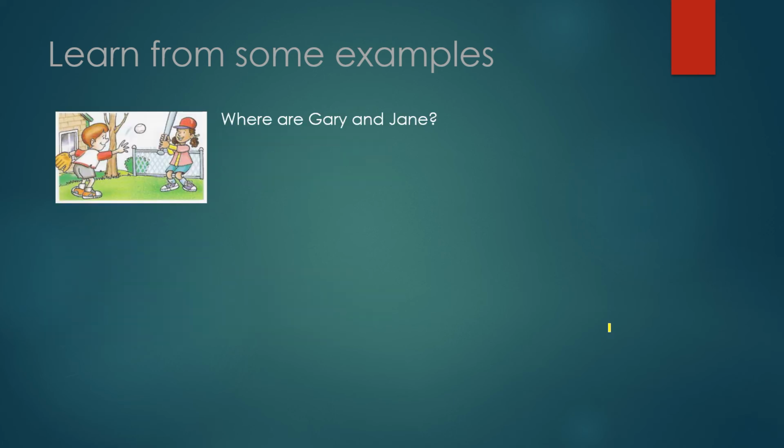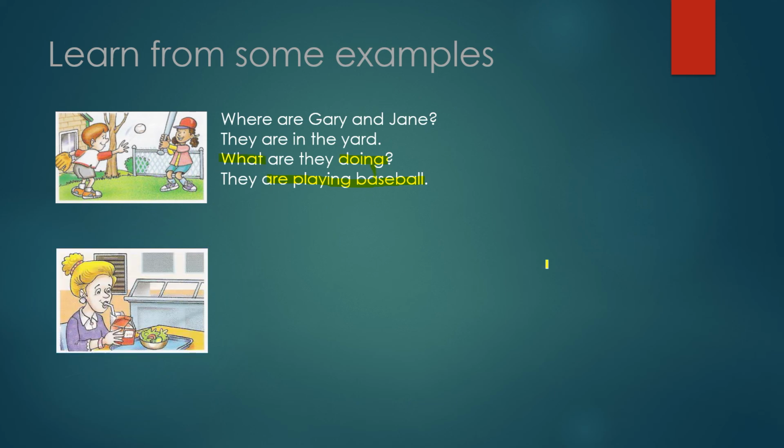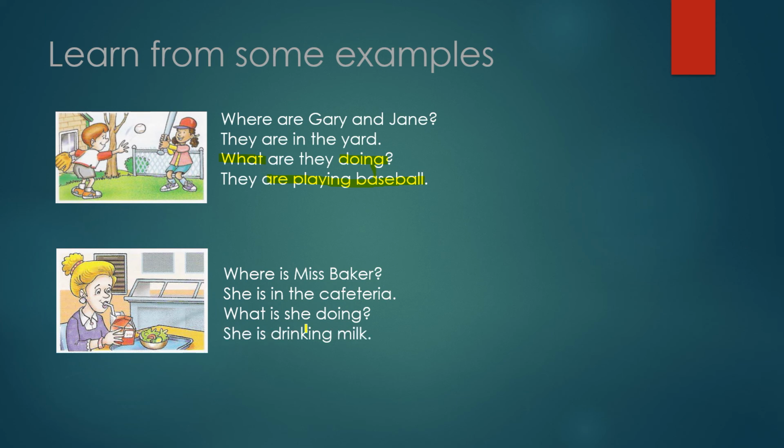Example number 5. Where are Gary and Jen? They're in the yard. What are they doing? They are playing baseball. Again, playing baseball is the action that we do not know, doing to replace it and what as the question word. And then, example number 6. Where is Miss Baker? She's in the cafeteria. What is she doing? She's drinking milk. Drinking milk is the unknown action. Doing is there to replace it and what as the question word.